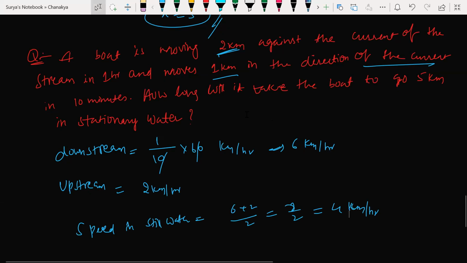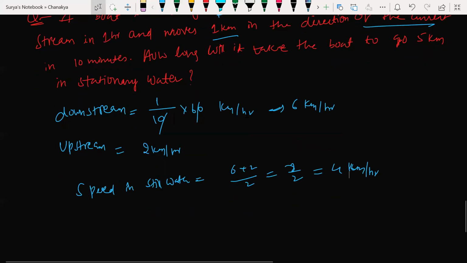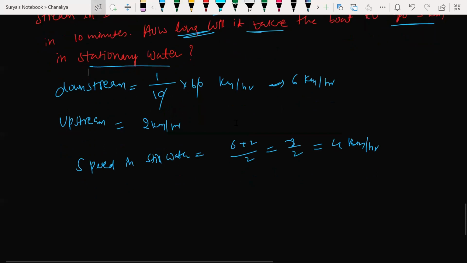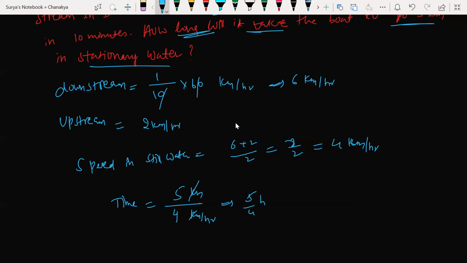Then what is the time we need here? He's asking for time. How long will it take to go 5 kilometers? In stationary water, how long will it take to finish the 5 kilometers? He has given 5 by 4. Time is equal to distance, 5 kilometers, upon speed, 4 kilometers per hour. So kilometers cancel, 5 by 4 hour.